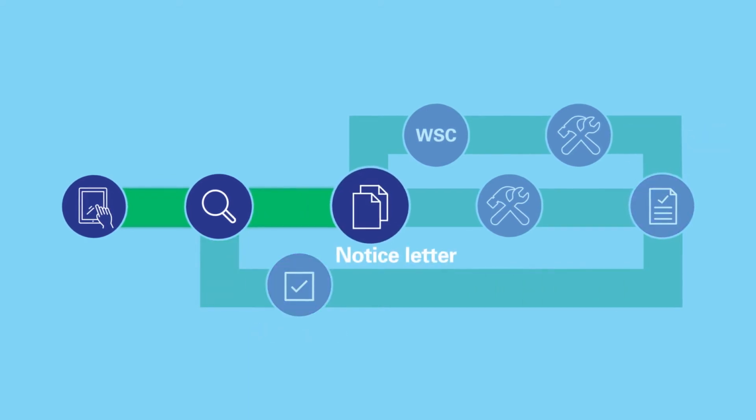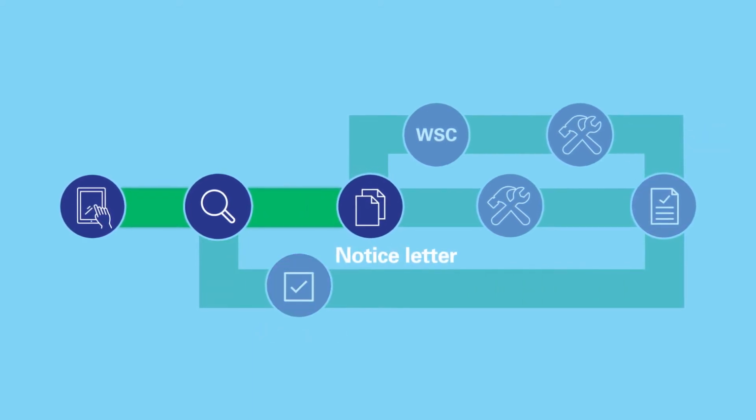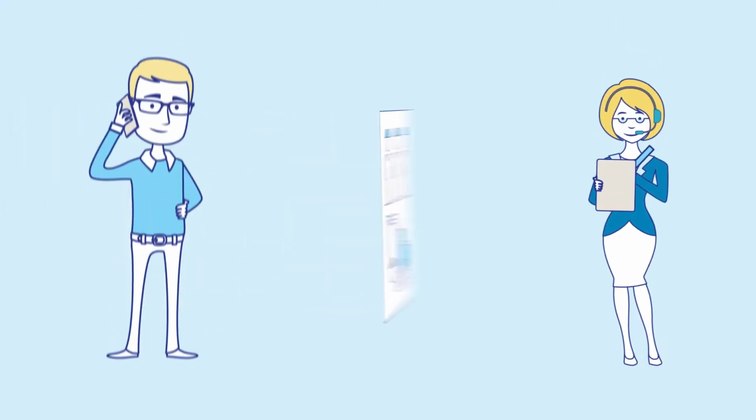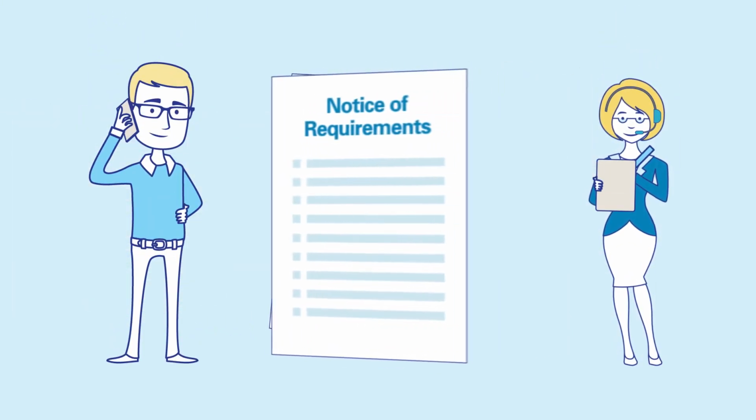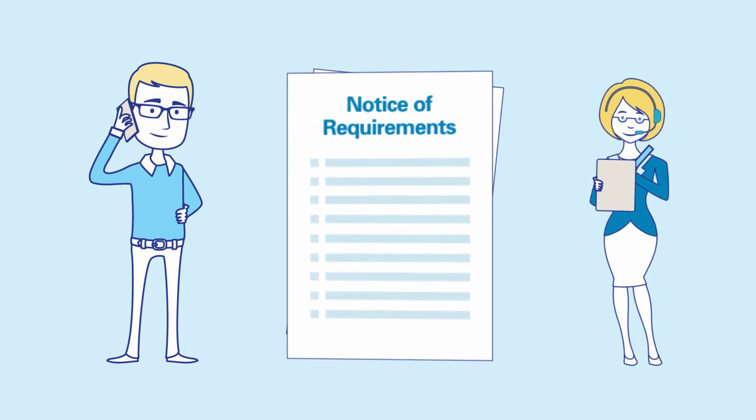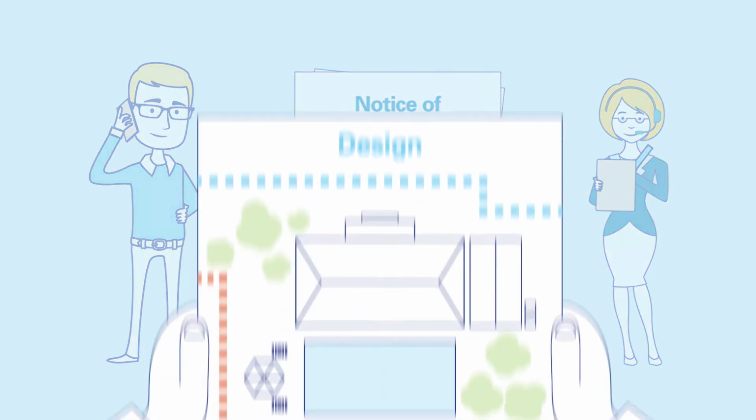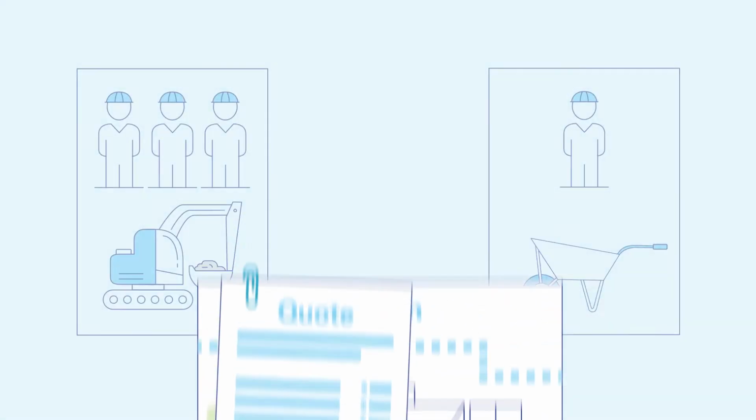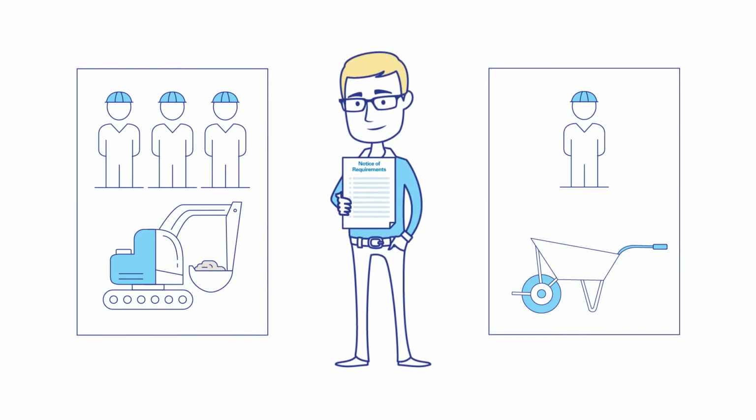If, however, we find that you do need some construction work to get your Section 73 certificate, your case manager will talk you through the requirements and issue a Notice of Requirements letter outlining what you need to construct. We'll also give you a design to show you where your pipes need to go and a fixed price quote to do the work. At this point, you have a choice on how to complete your construction.